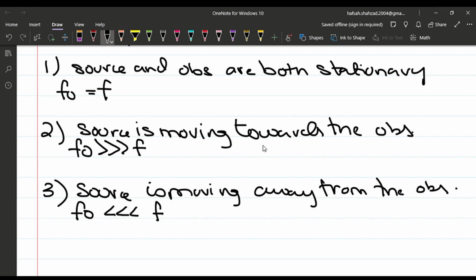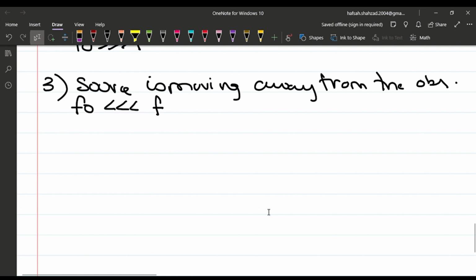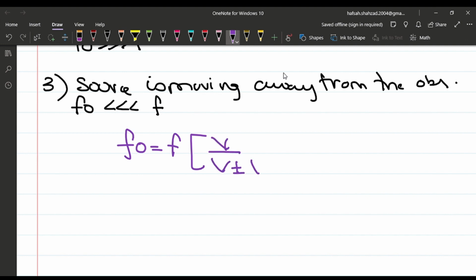Now we have studied the concept of what Doppler's effect is. Now we'll look into the formula and its application. The formula is again very simple. Let's suppose we have f0 equals, okay, this is the formula by the way. I'll tell you everything one by one. f0 is the observed frequency.